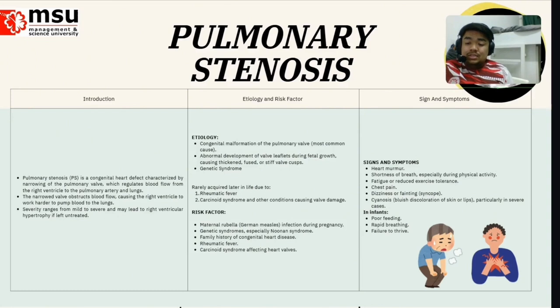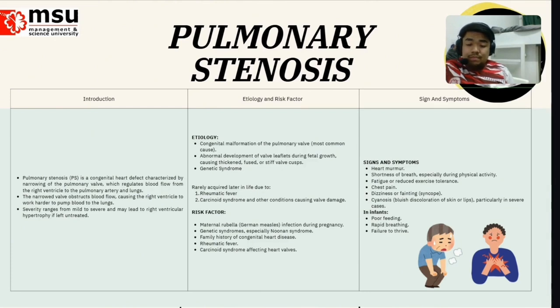So the next sign and symptom is SOB, especially during physical activity. Less blood reaches the lung for oxygenation, and the body receives less oxygen during physical activity, causing breathlessness, or what we call SOB. Fatigue or reduced exercise tolerance: reduced blood flow to the lung decreases oxygen delivery to the tissue, and the muscle receives less oxygen, leading to tiredness and reduced endurance.